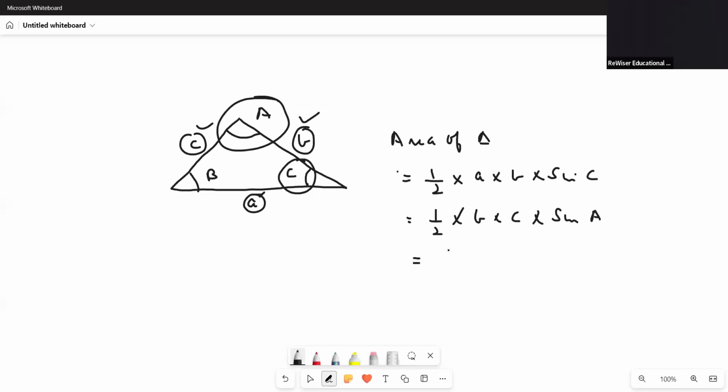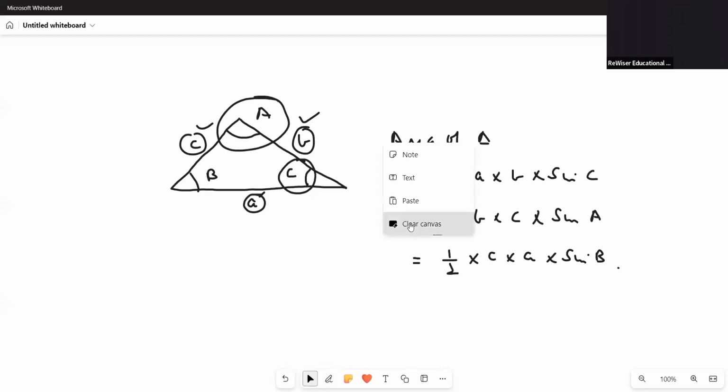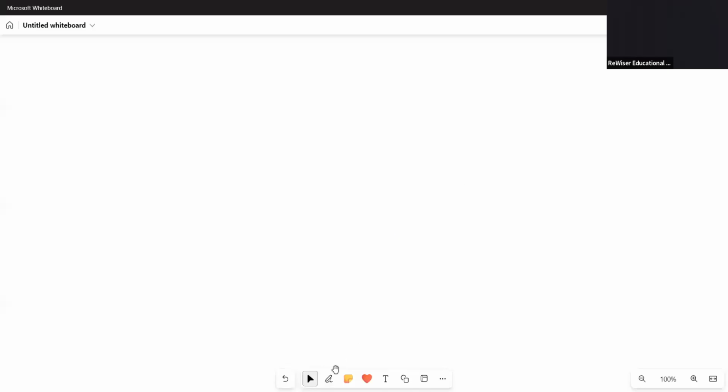Similarly, if I take the sides c and a, so half c into a, and the angle between them is B, so the area is into sine of B. So that's how the area of a triangle formula works. Now, moving ahead with the types of questions asked on this.